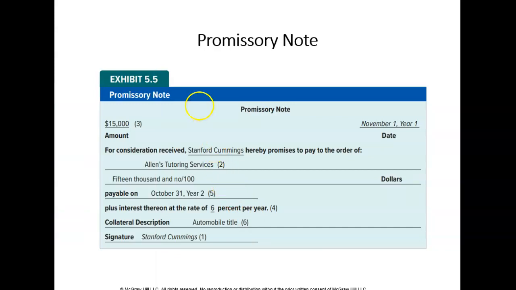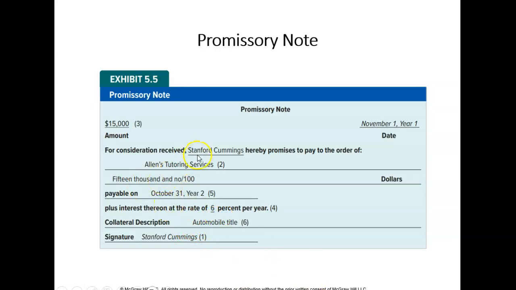For example, let's assume that the company loaned Stanford Cummins $15,000. Ooh, a lot of money. They loaned this person $15,000. All right. So this is the date, November 1st, we'll say 2024. It shows the amount, $15,000. It is payable on October 31st of the next year. Okay? The interest rate being charged is 6% per year.